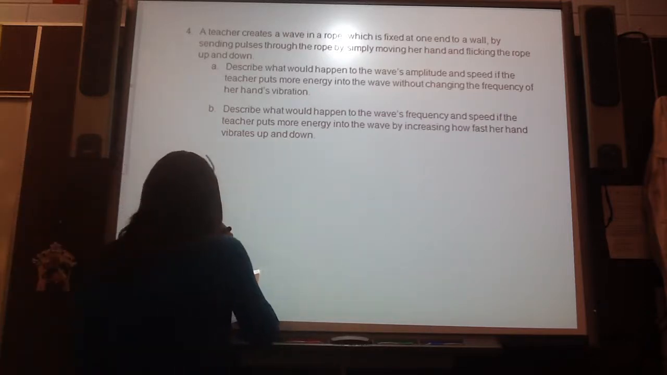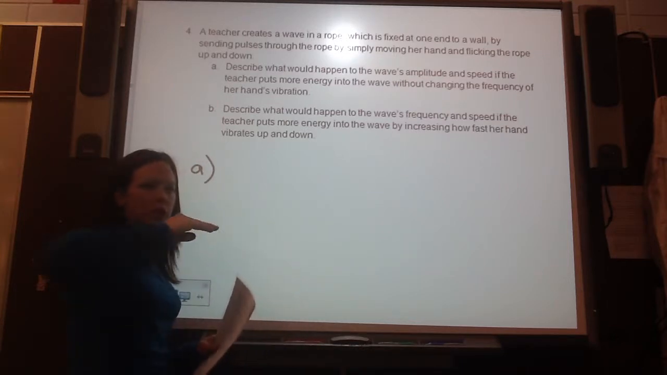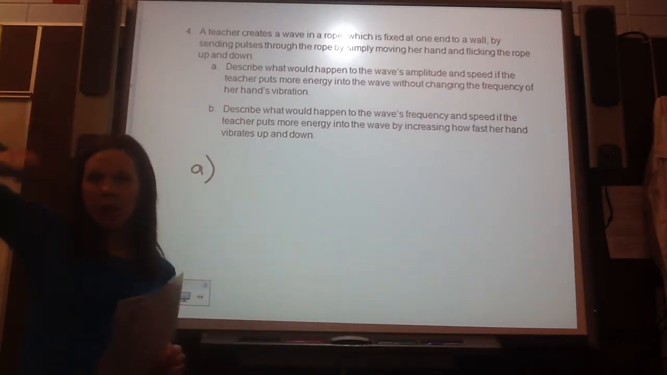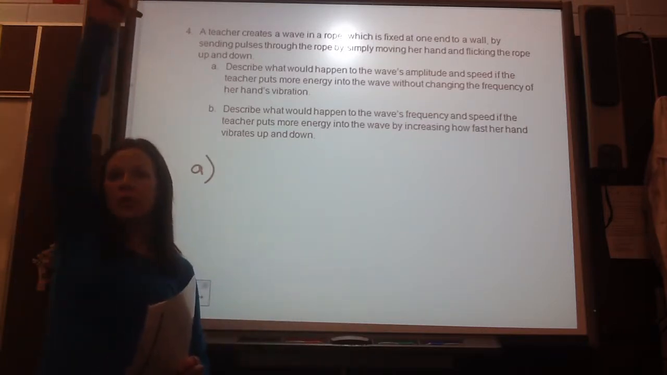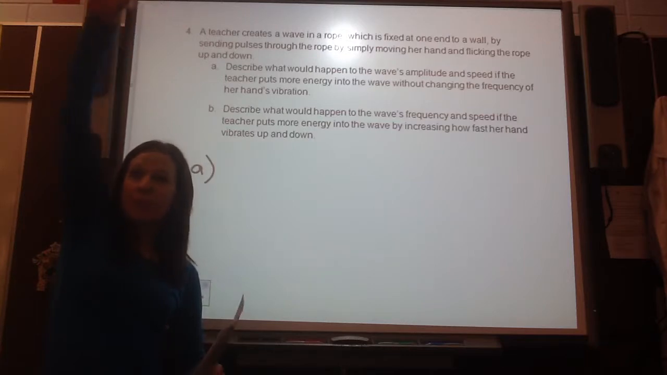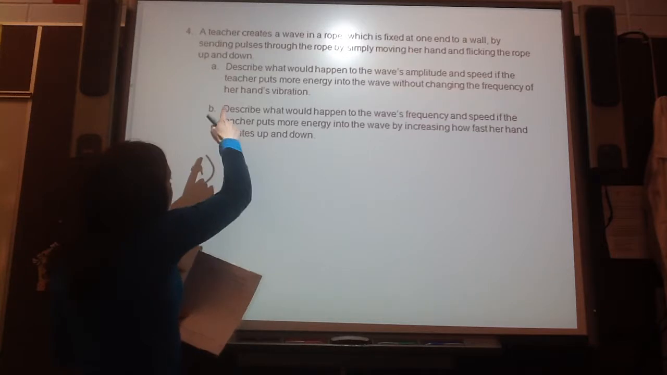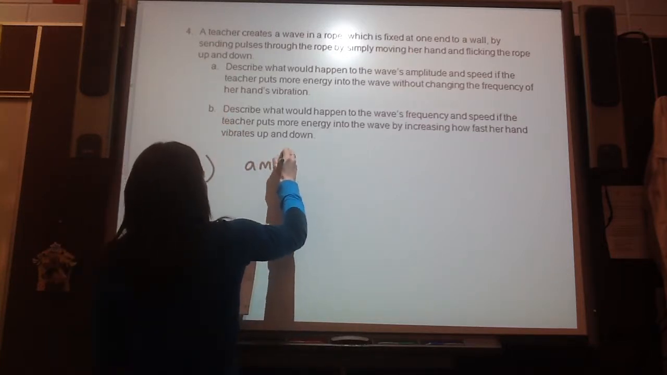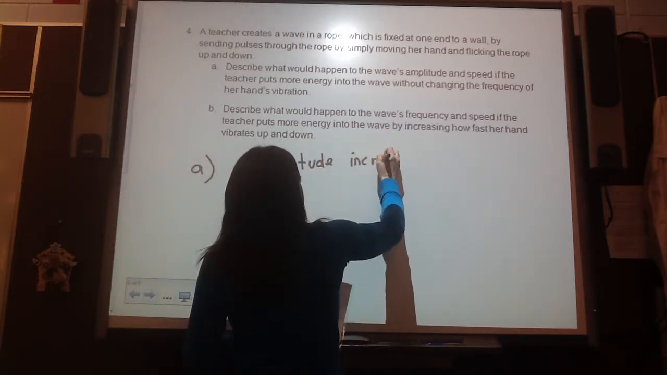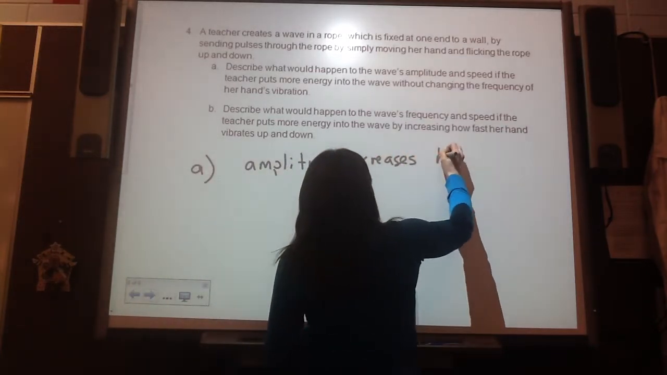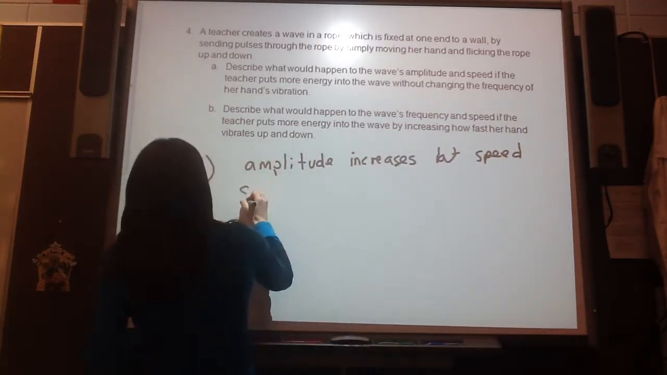So if more energy was put into the wave without changing frequency, so without changing how fast it's going up and down, but if you put energy into it, the amplitude can increase. So the wave is bigger and goes down deeper without making it go faster. So for A, amplitude increases, but speed stays the same.